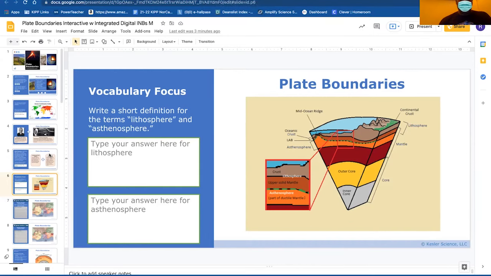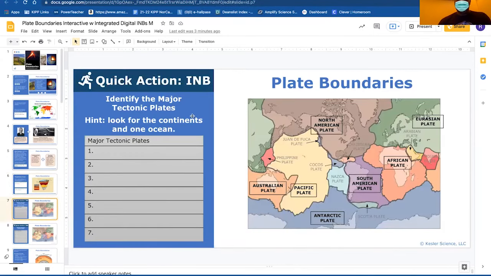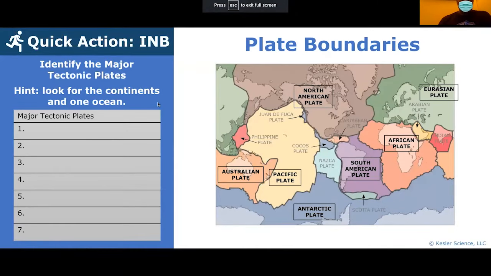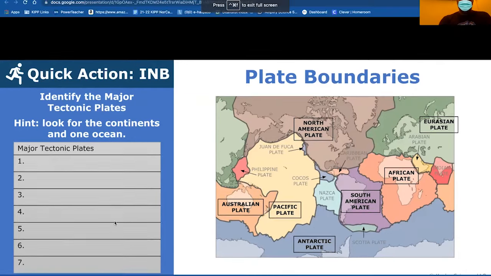Let's move forward. If we look at this slide, we'll see there are 7 major plates. There are more than 7 plates, but there are 7 major ones, and you'll need to put the names that you see over on the side here.